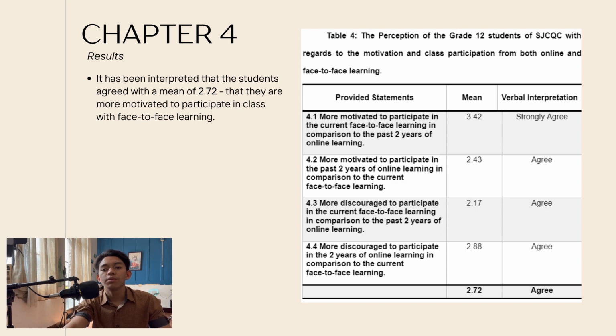Furthermore, Table 4 is centered on the perception of the grade 12 students with regard to the motivation and discouragement in class participation from both online learning and face-to-face learning. It has been interpreted that the students agreed with a mean of 2.72 that they are more motivated to participate in class with face-to-face learning.